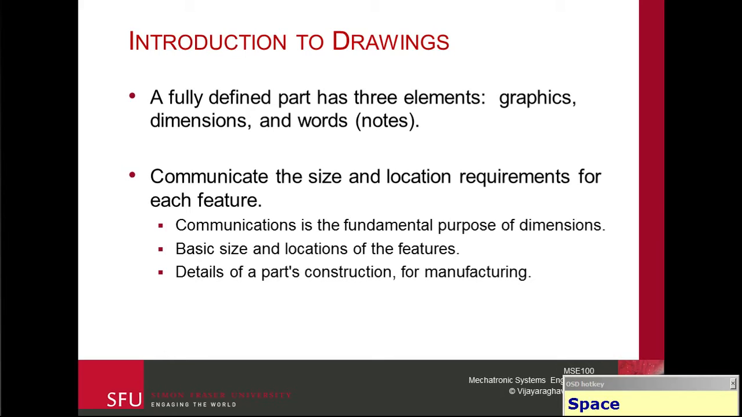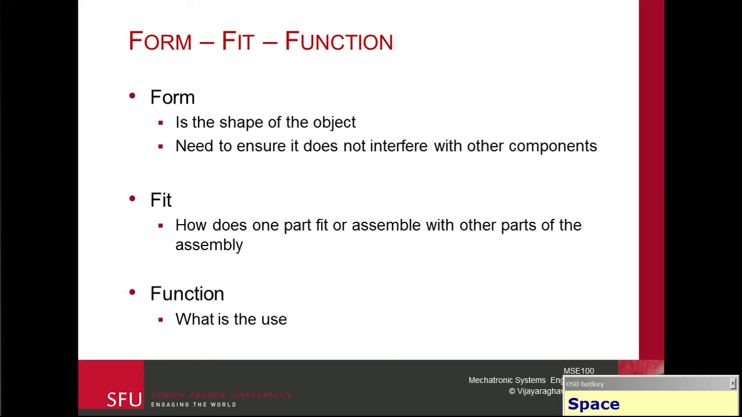The drawing needs to convey graphics, dimensions, words, and notes. We'll communicate the fundamental purpose of dimension. We'll figure out where different parts are located and how different features are related to each other. We also include notes or text which help the person who's manufacturing it make it better. The idea is to convey the form, fit, and function of the object using just the drawing.